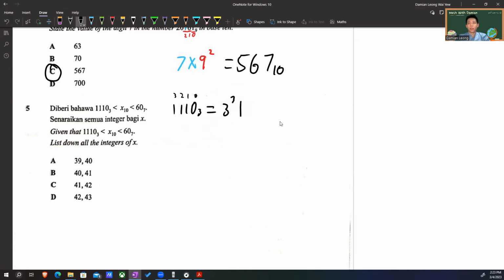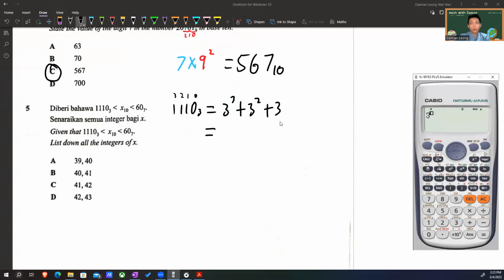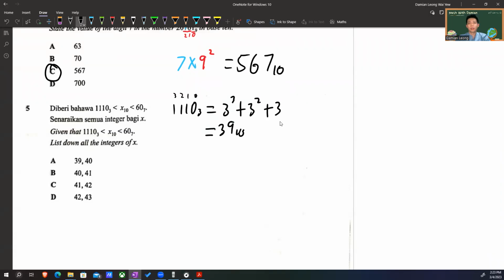3 to the power of 3, that's 1. 3 to the power of 2, that's 1. 3 to the power of 1, that's 1. There's no 3 to the power of 0. So I just calculate that. 3 power 3 plus 3 power 2 plus 3, which is 39 in base 10.